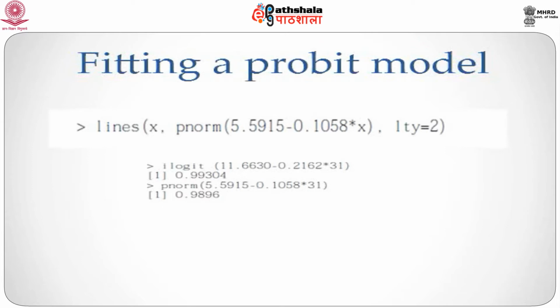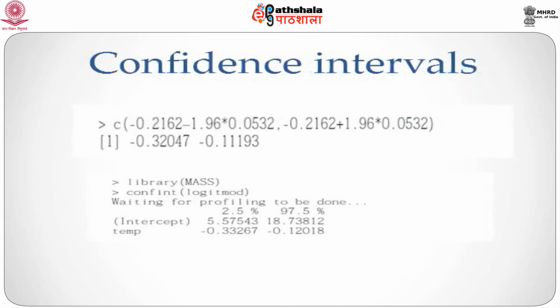So ilogit of 11.6630 minus 0.2162 star 31, and we can see that this suggests that the probability of failure of an O-ring was 0.993. Similarly, for the probit model, pnorm of 5.5915 minus 0.1058 star 31, and we can see that for the probit model, the probability of failure was 0.9896.